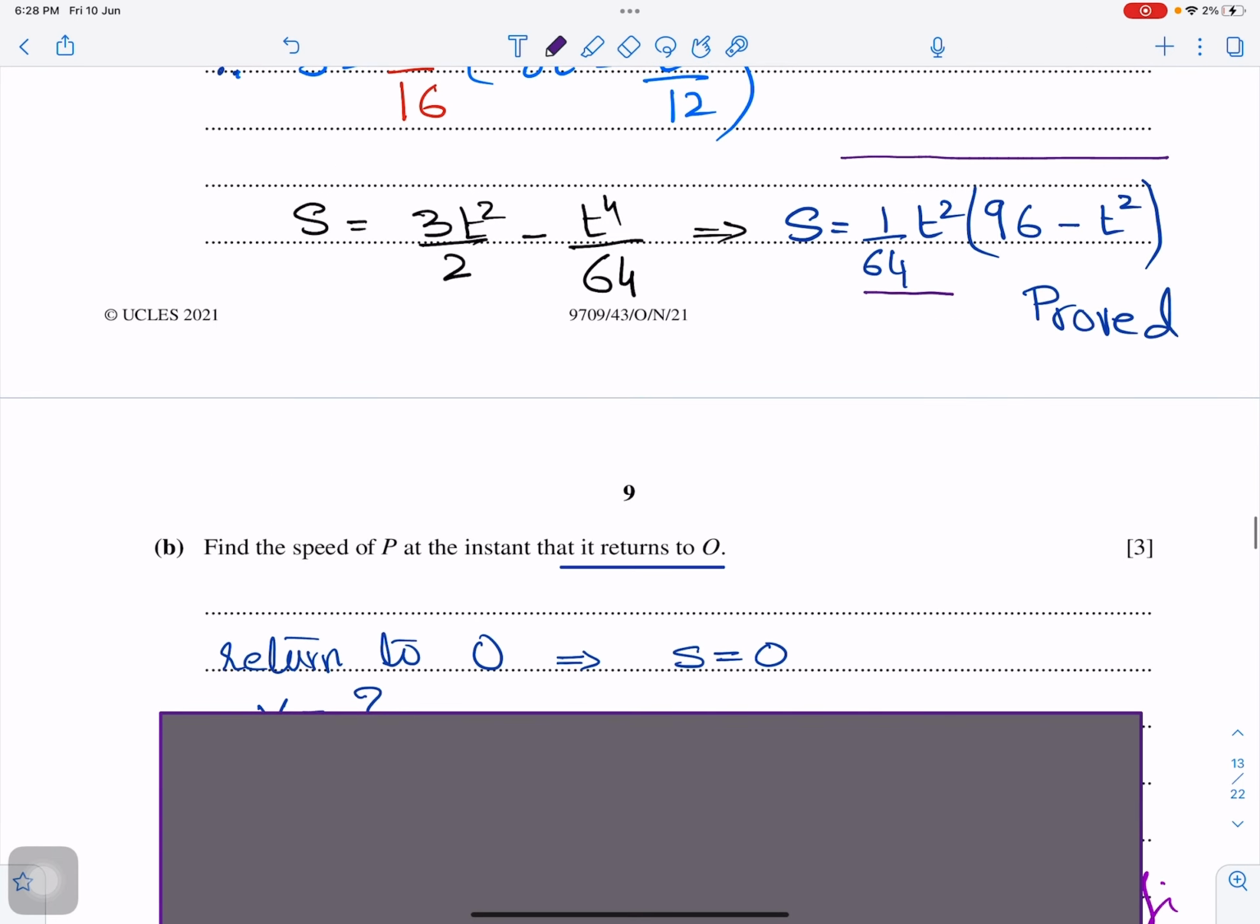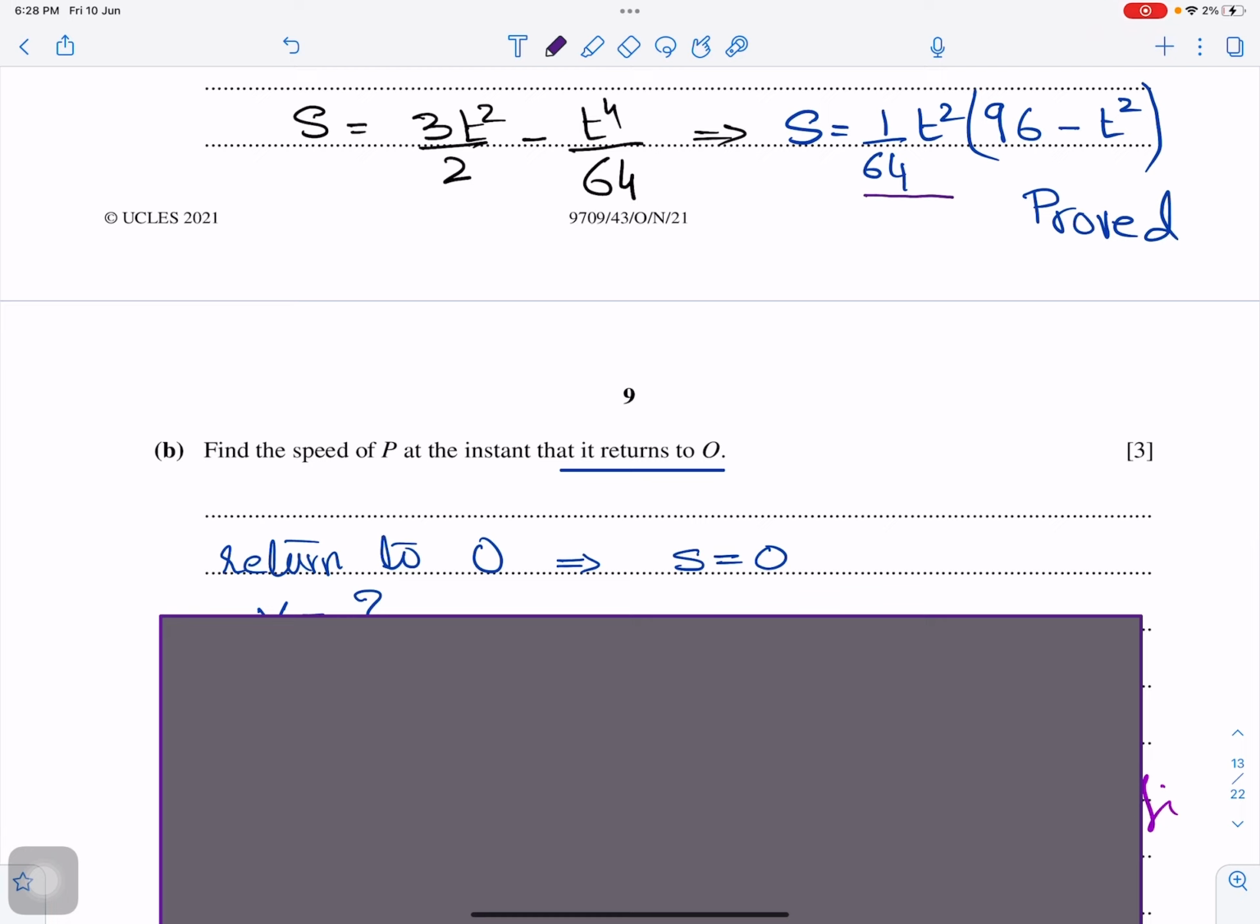Now the next part of the question is saying, find the speed of P at the instant that it returns to O. Now the hint is given here. Returns to O implies that your displacement is 0, right? You are back to the point from where you have started moving. So if I have to find out the speed, I will substitute t in the velocity equation. But what value of t will I plug in? The value of t at which the object returned to O.